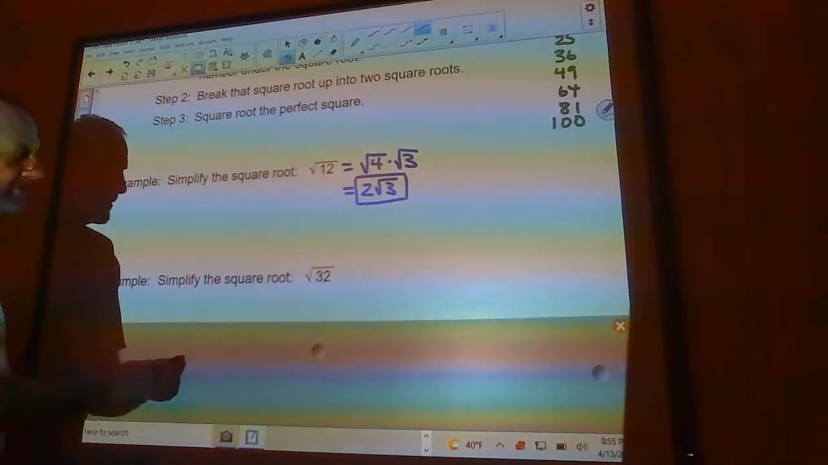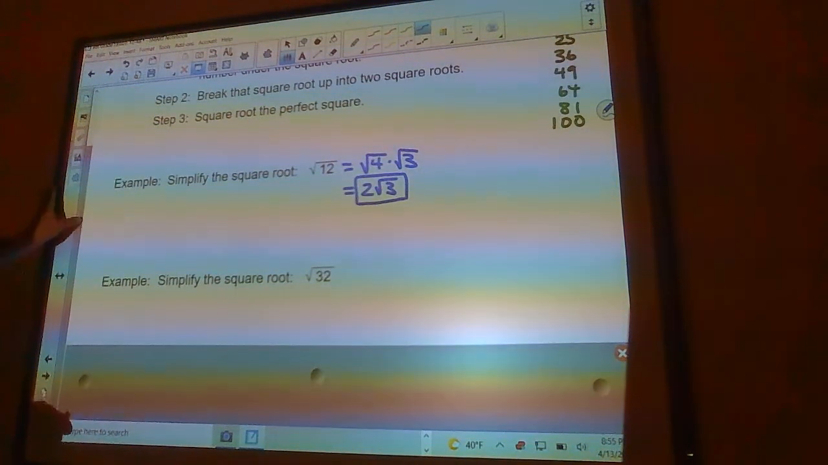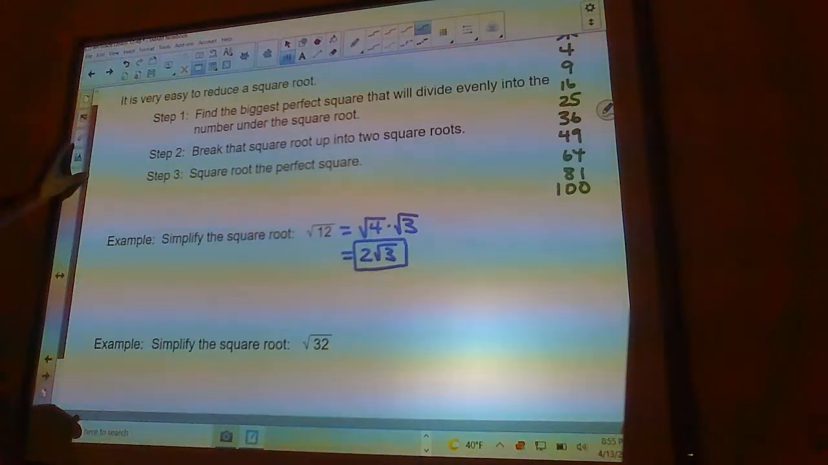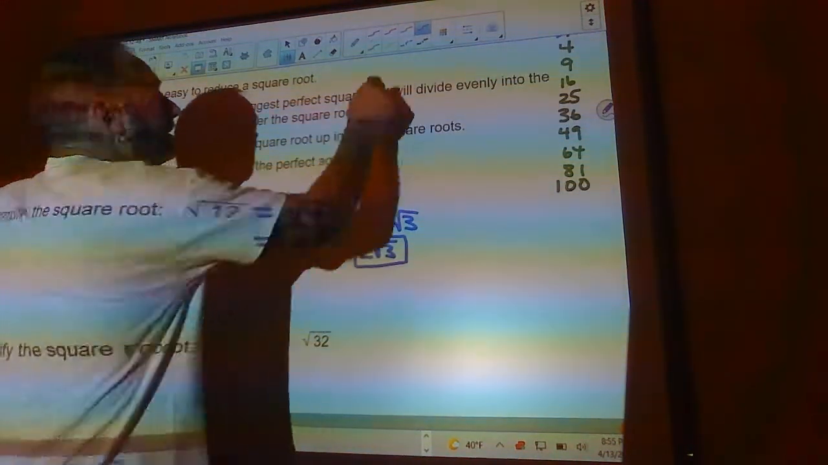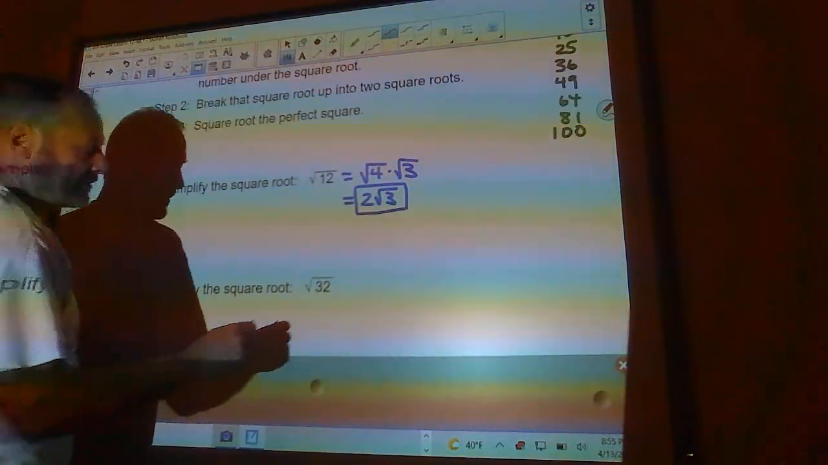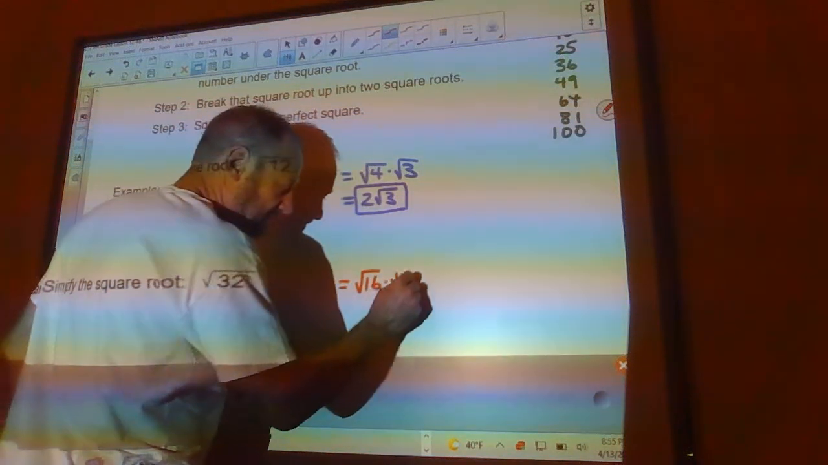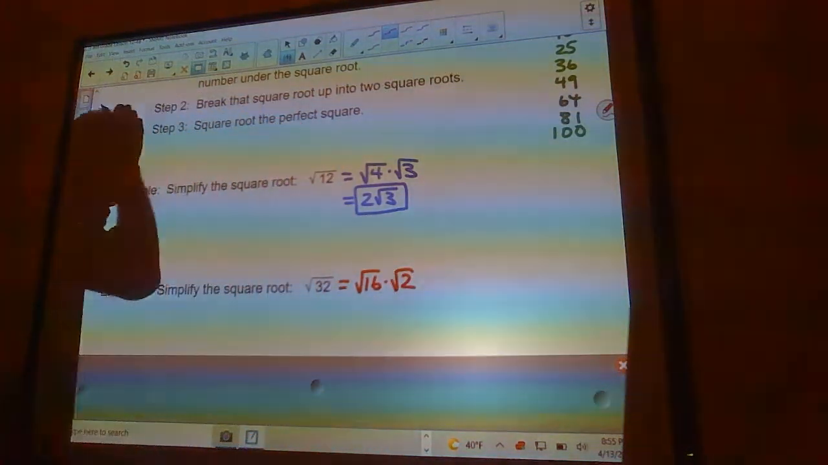All right, simplify the square root of 32. I need to find a perfect square from my list that goes into 32. And I'm sure you guessed it, it's 16. So this would be changed to the square root of 16 times the square root of 2, because 16 times 2 is 32.